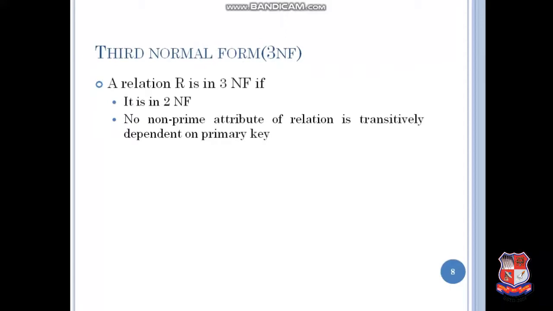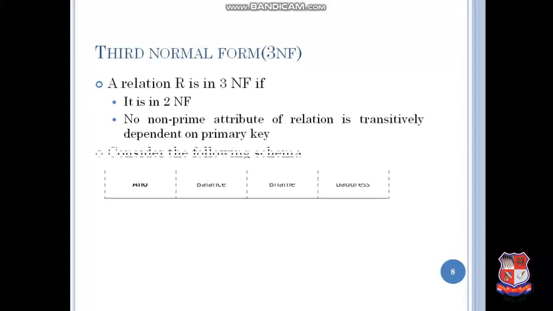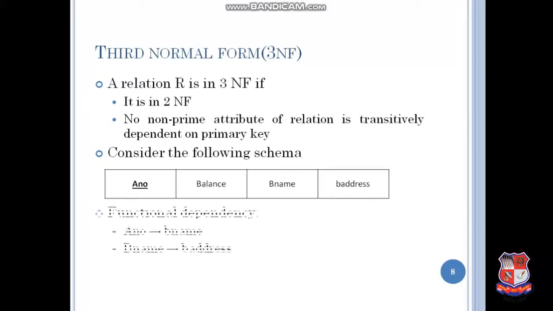Third normal form. A relation R is in third normal form if it is in second normal form and if no non-prime attribute of the relation is transitively dependent on the primary key. Consider the following schema: account number, balance, branch name and branch address. Here clearly it is in first normal form and second normal form. Now let us check for the second clause.